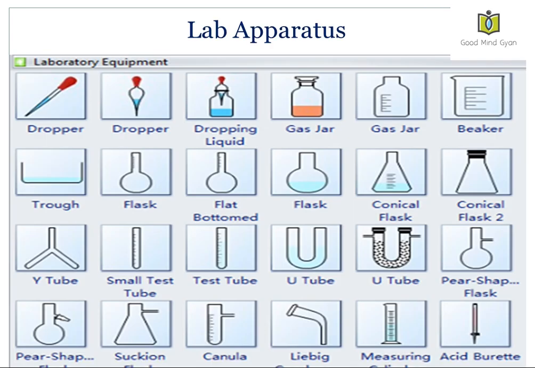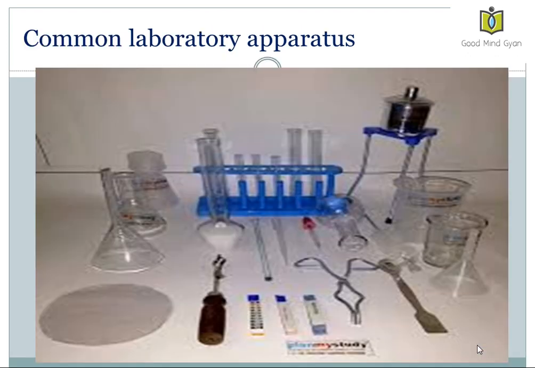Next, these are all different apparatus which are found: dropper, dropping liquid, gas jar, beaker, trough, flask, flat bottom flask, conical flask, pear shaped flask, U tubes, test tube, small test tube, wide tube, pear shaped flask, Suction flask, cannula, Liebig condenser, measuring cylinder, and acid burette. See, this is one of the photographs which is taken from the chemical laboratory.